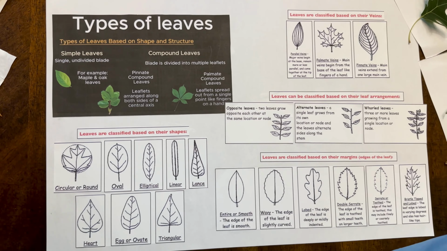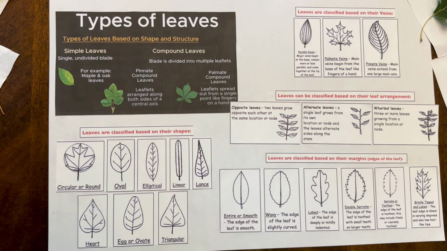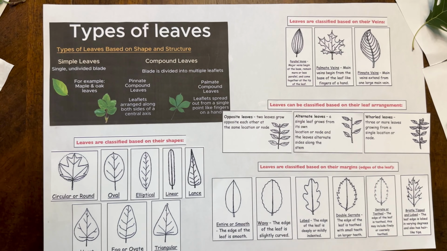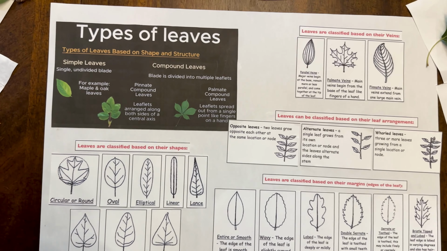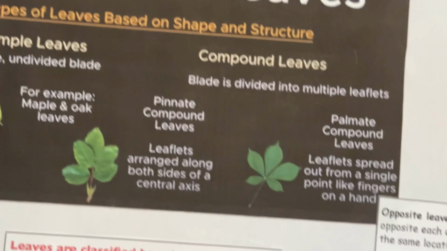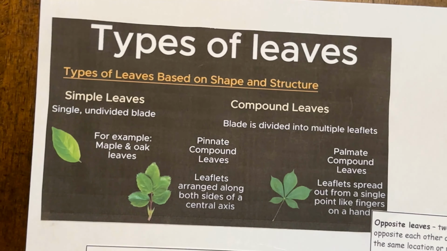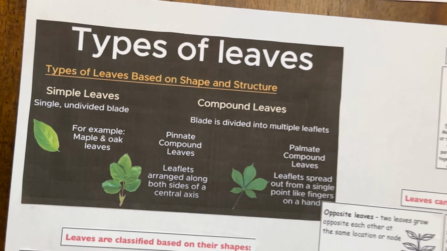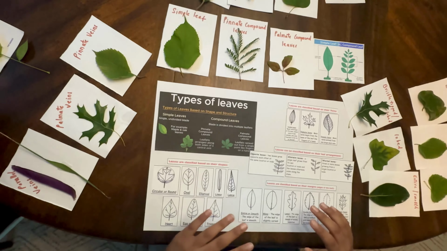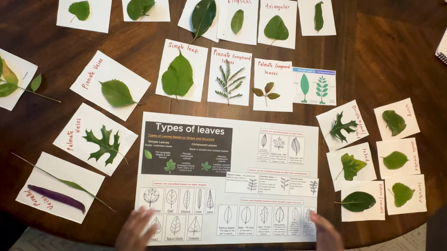In this video, we're going to be talking about the classification of leaves and the different types within those classifications. We classify leaves based on their shape, structure, and venation. By classifying these three, we're going to be looking at a bunch of examples, as you can see all around me, to see how this fits into our real world.